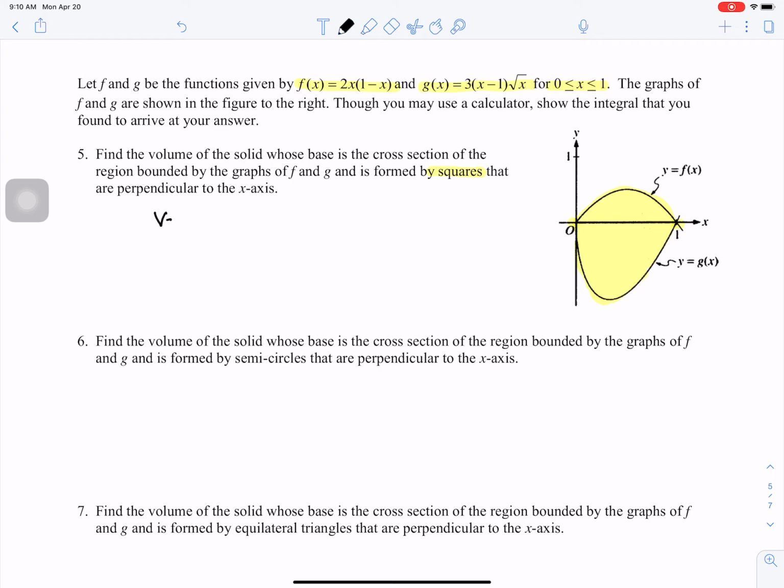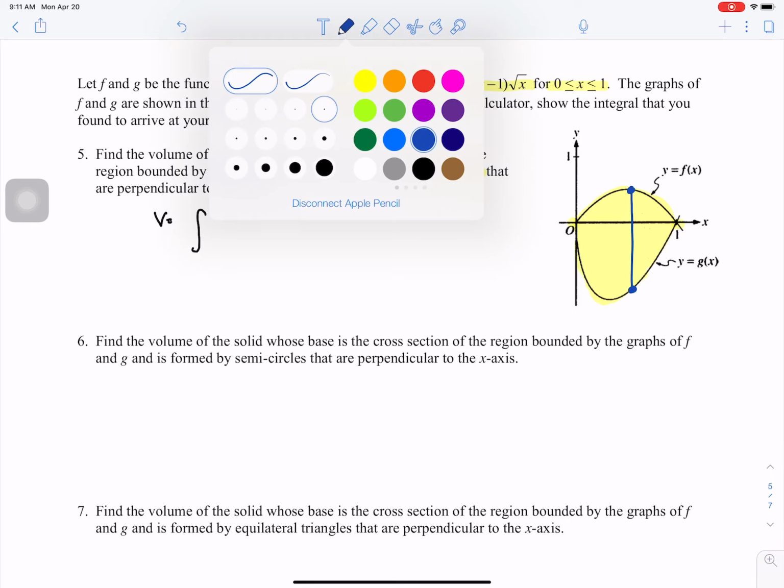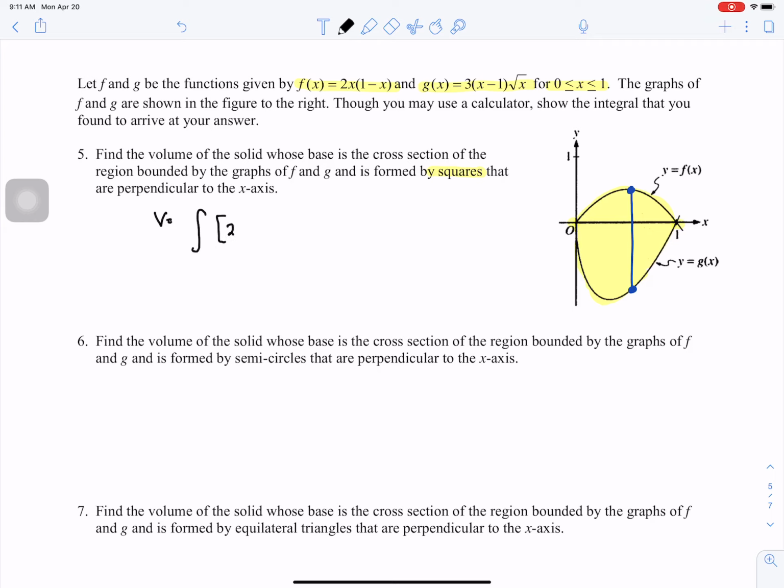So my volume would be the area of one square, where my base is f of x minus g of x. So my function f of x is 2x(1 minus x), minus my g of x, which is 3(x minus 1) root x. I square that because the base times the height would be identical. Put my dx in there, and my volume would go from 0 to 1. So I'm integrating all those areas of the squares over 0 to 1 to get the volume.